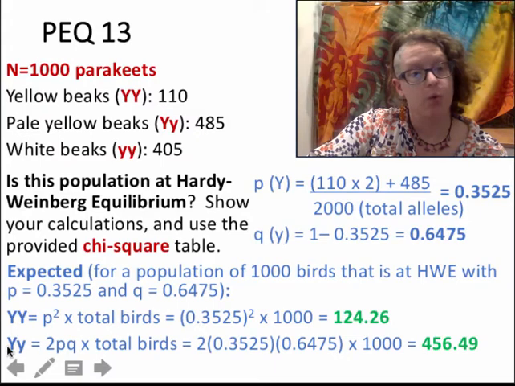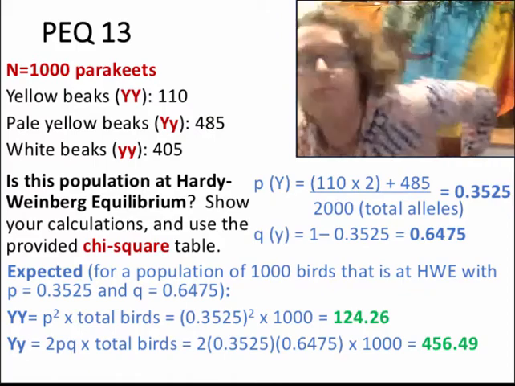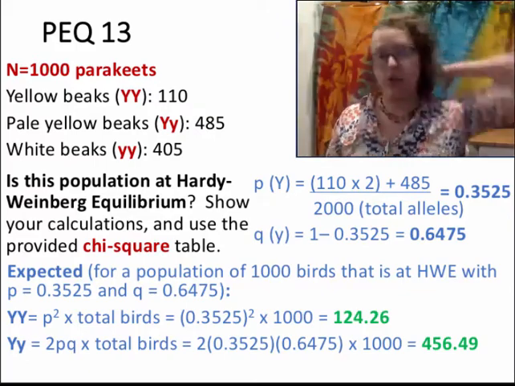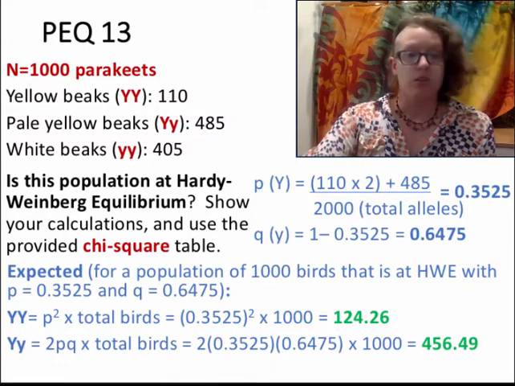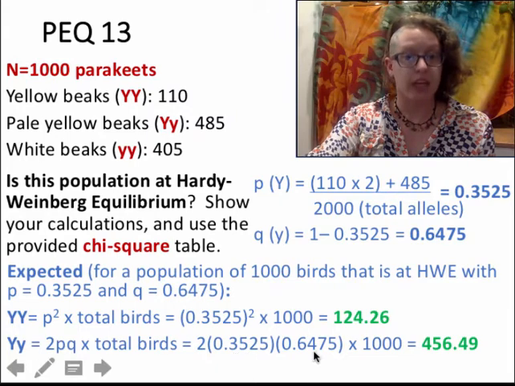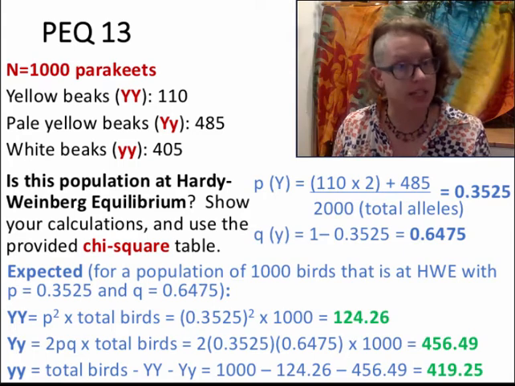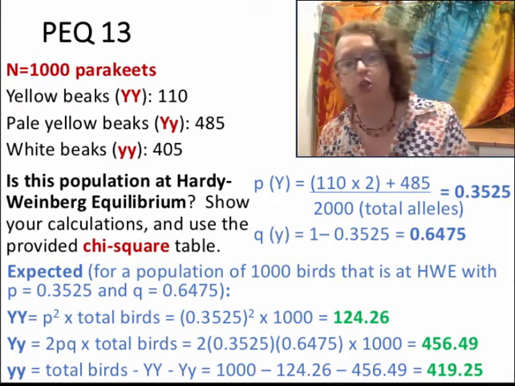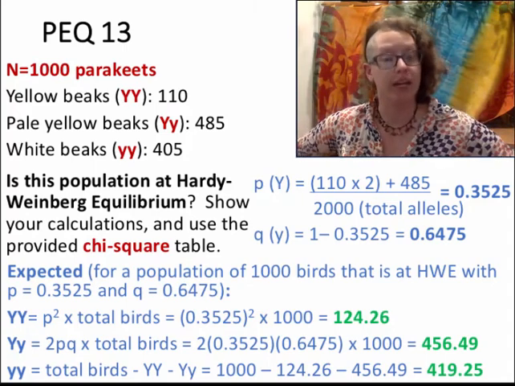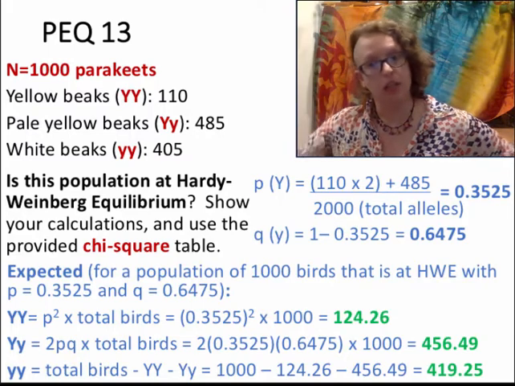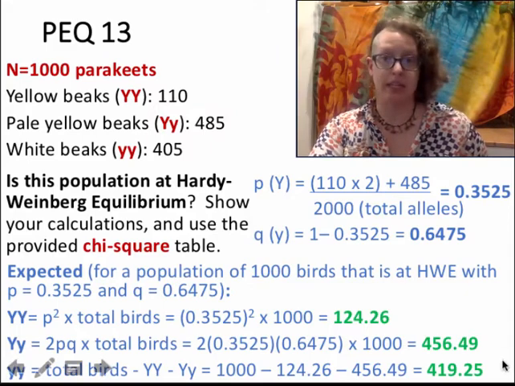Next, we're going to do big Y, little y, the heterozygote genotype, which is 2PQ, times the number of chances it has, 1,000. So 2PQ times 1,000, it's this. We could do the same deal for the homozygous recessive, just take Q squared times total birds, or you can take the 2 things that we have already and subtract them out of 1,000 to get this down here. So those are our expected.